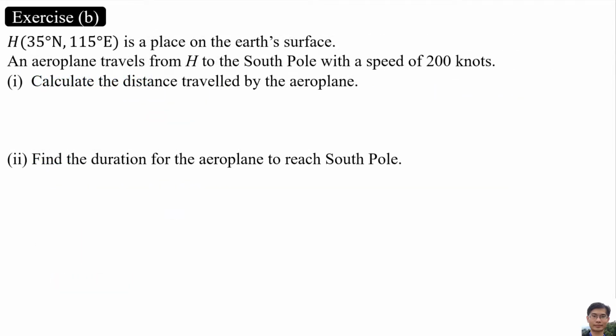Exercise B. H is a place on the Earth's surface. An aeroplane travels from H to the South Pole with a speed of 200 knots. Calculate the distance traveled by the aeroplane. South Pole means 90 degrees south. So the aeroplane travels from 35 degrees north to 90 degrees south.